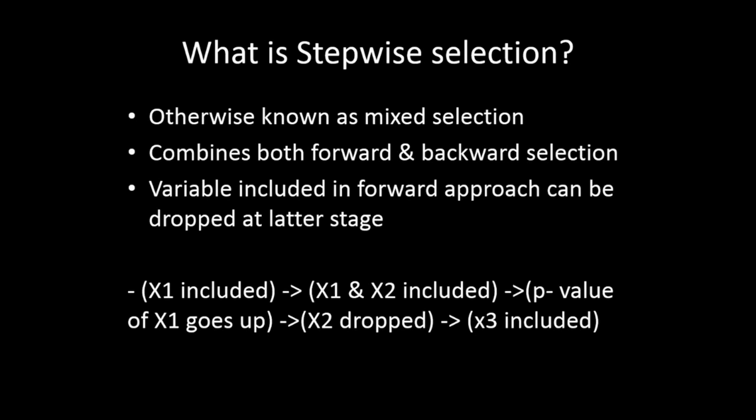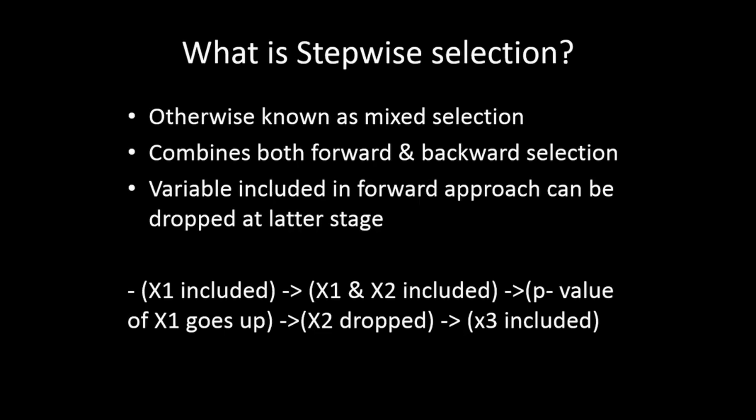Stepwise selection is also known as mixed selection. It combines both forward and backward selection. So it uses the benefit of forward selection and backward selection and combines them and does a better job most of the times. So what it does is that a variable which is included in forward selection can also be dropped at the later stage, right?